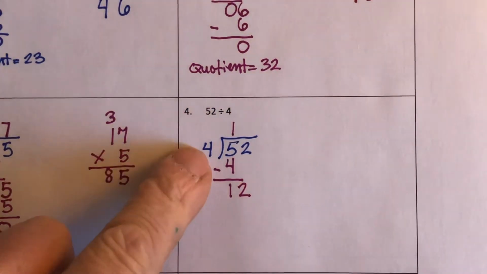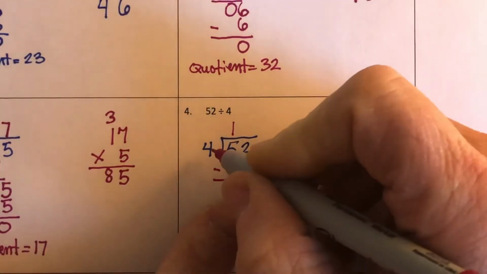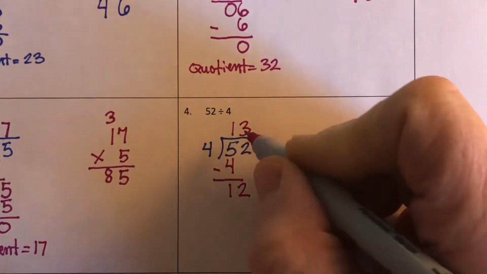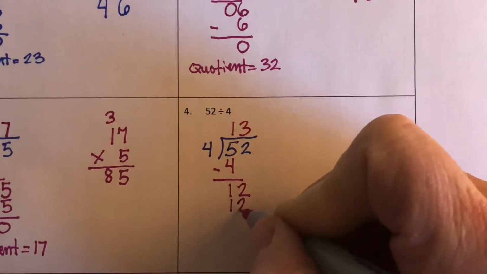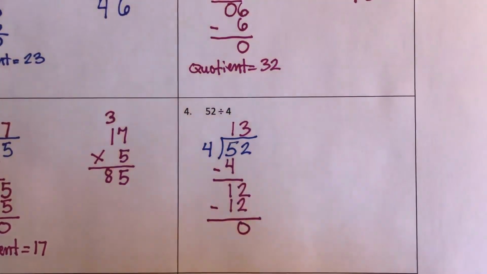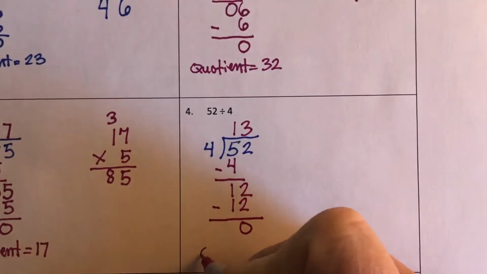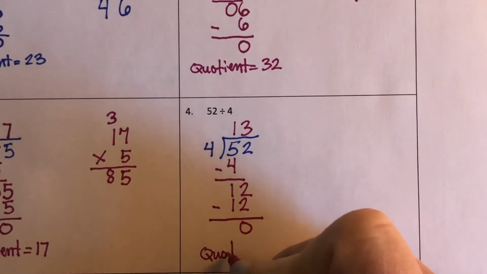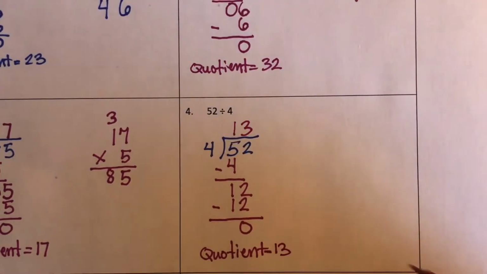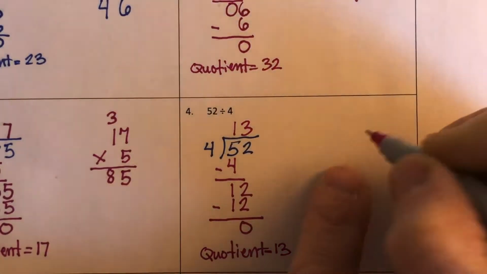Now I find out 4 fits into 12. How many times? 4, 8, 12. Fits in exactly 3 times. 3 times 4 is 12. Subtract, I get 0. Great. My quotient, Q-U-O-T-I-E-N-T, equals 13. Now I check with the multiplication.